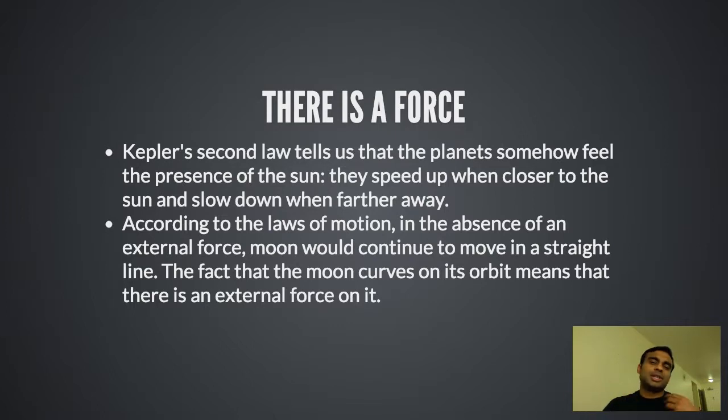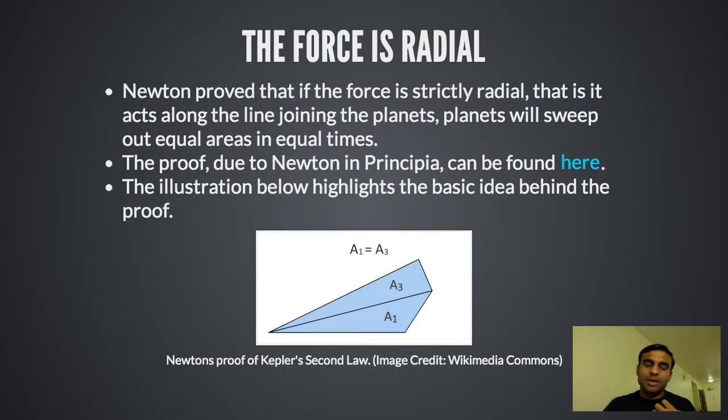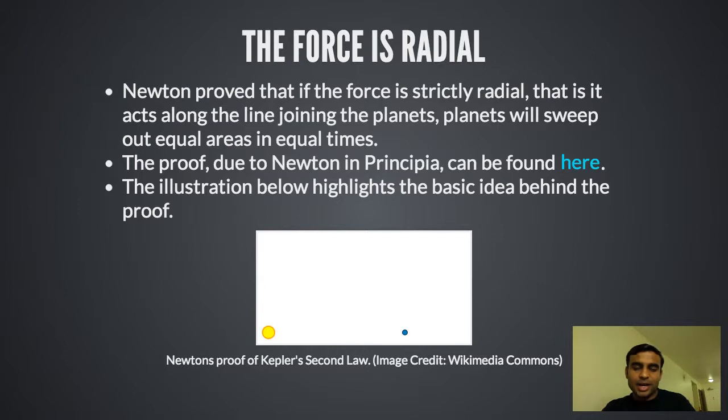Similarly, according to Newton's laws of motion, a body will continue to move in a straight line unless an external force acts on it. A planet will continue to move in a straight line. It will not go around the sun unless a force acts on it. So this is also an argument that there is a force that exists between a sun and a planet. The second thing that Newton argued is that the force is radial. That is, this force acts on the planet on the line joining the planet and the star.